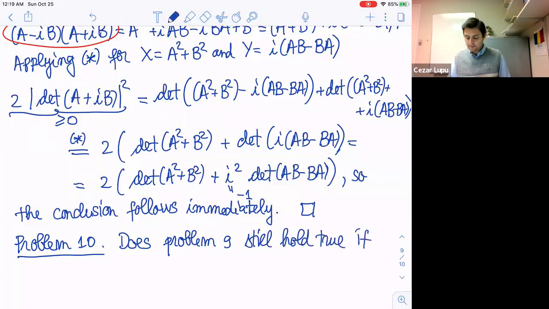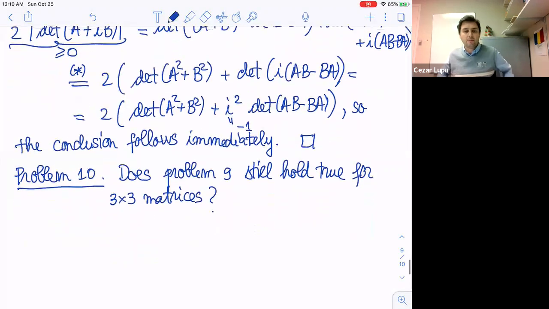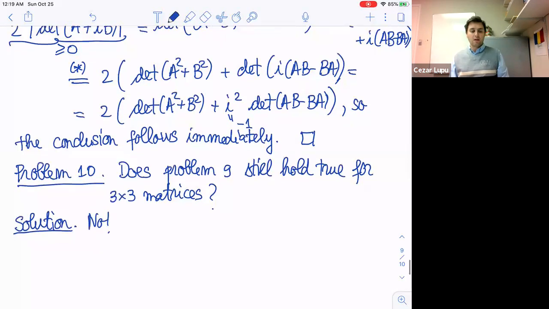if, well, for 3x3 matrices, let me put it this way. For 3x3 matrices. Because the natural question is if we can extend the above inequality, so the above problem, if the size of the two matrices is not just 2, if it's 3. Unfortunately, the answer is no. And I will give you a counter example. So it's a plain no.